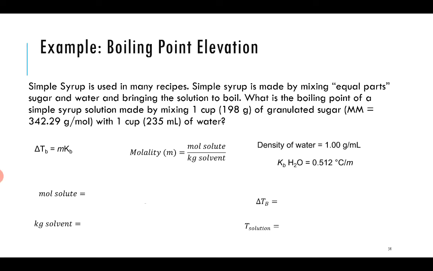Okay, here's an example problem, and we'll read it and then work it out together. It says simple syrup is used in many recipes. Simple syrup is made by mixing equal parts sugar and water and bringing the solution to boil. What is the boiling point of a simple syrup solution made by mixing 1 cup of granulated sugar and 1 cup of water? And then I'm told that 1 cup of granulated sugar weighs 198 grams.